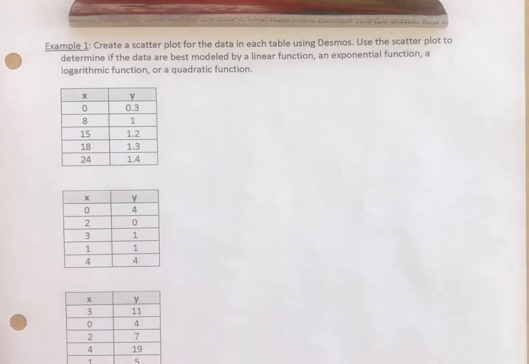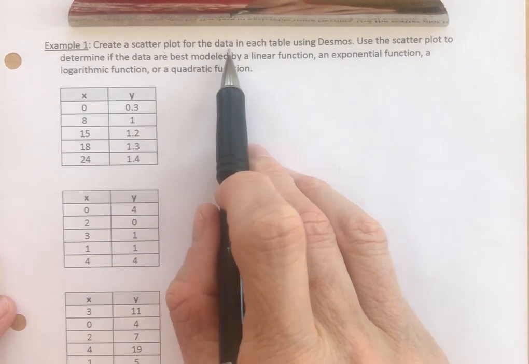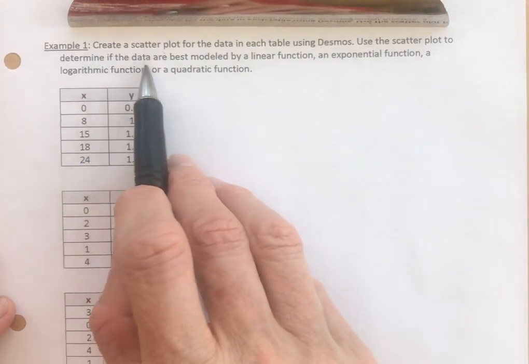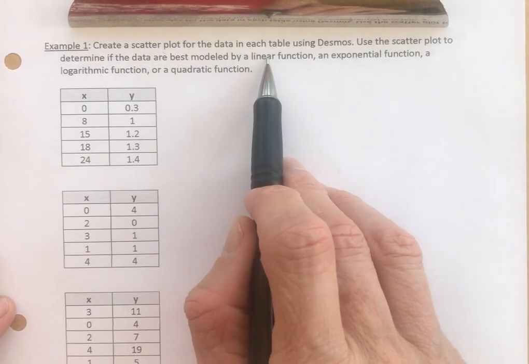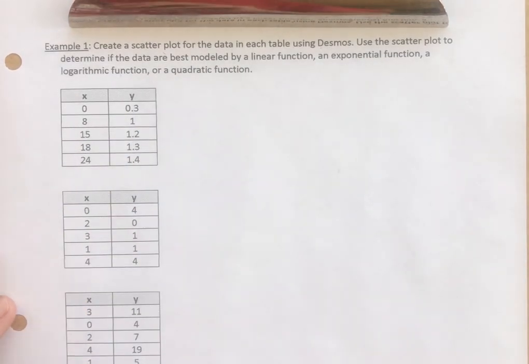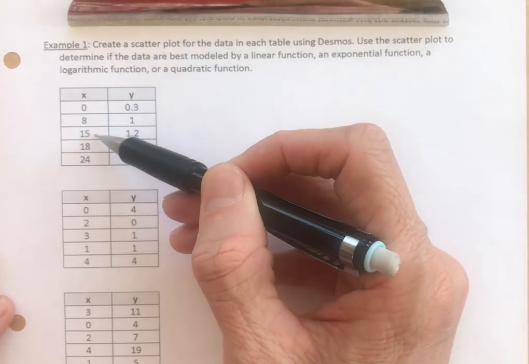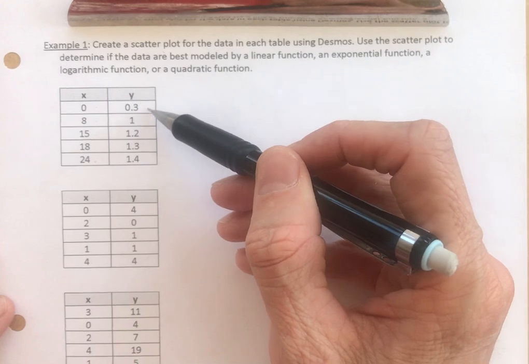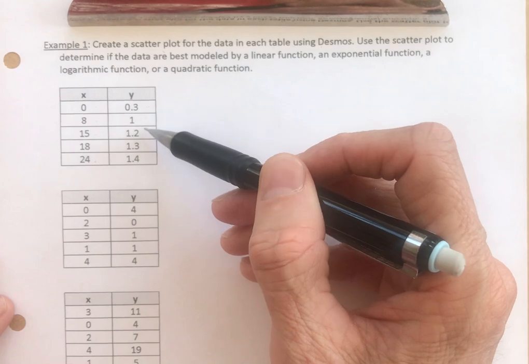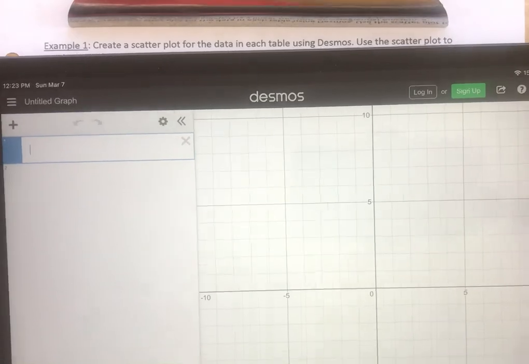Okay, create a scatter plot for the data in each table using Desmos. Use the scatter plot to determine if the data are best modeled by a linear function, an exponential function, a logarithmic function, or a quadratic function. Here's the first example. You can see the x values are increasing, and the y values are also increasing. We got a jump of 0.7, a jump of 0.2, and then 0.1, 0.1. Let's see how that's being modeled.